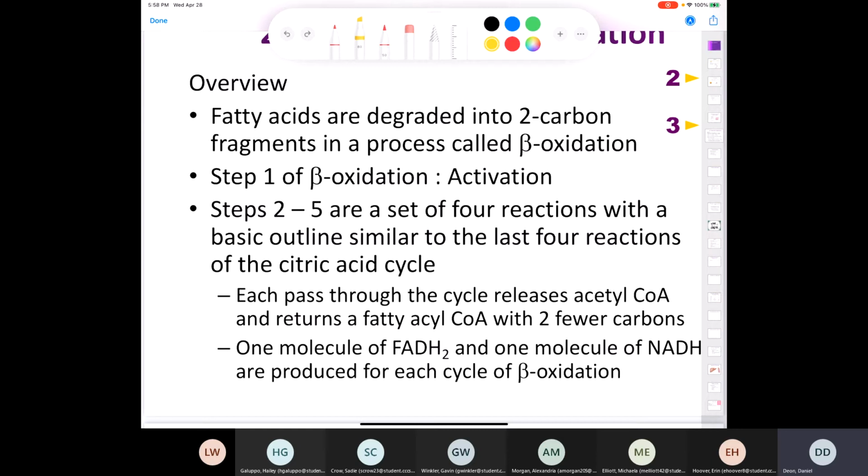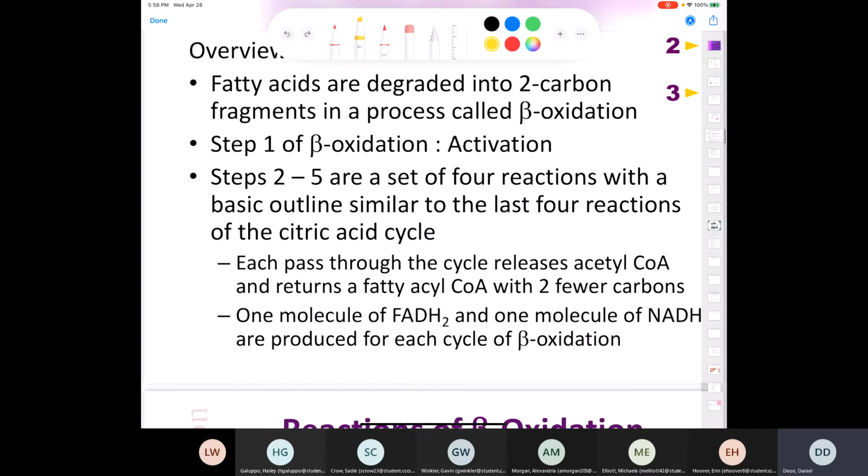Now you notice that I skipped step 1. Step 1 is what we call the activation step. And step 1 is just like the start of glycolysis, in that we have to invest ATP in order to kick the cycle off, in order to kick off the reactions of beta oxidation.